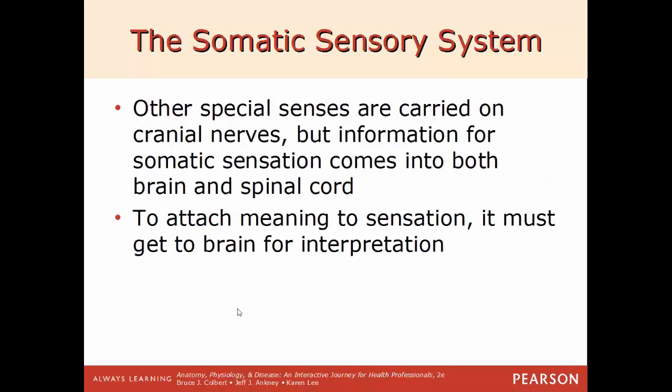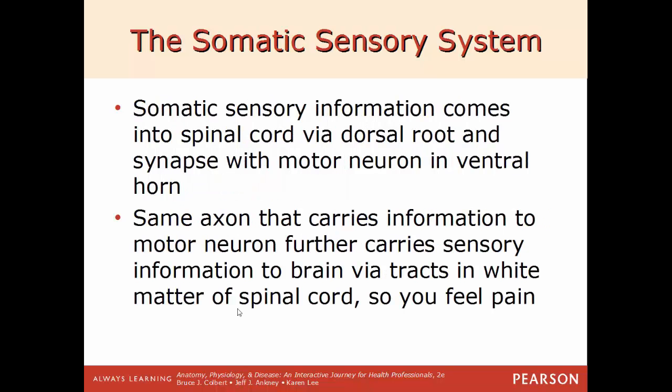Other special senses are carried on cranial nerves, but information for the somatic sensation comes into both the brain and the spinal cord. To attach any kind of meaning to a sensation, it must get to the brain to be interpreted. So somatic sensory information will come to the spinal cord via the dorsal root, and it will synapse with the motor neuron in the ventral horn. Then the same axon that carries information to the motor neuron further carries sensory information to the brain via tracts in the white matter of the spinal cord, so you can feel pain.